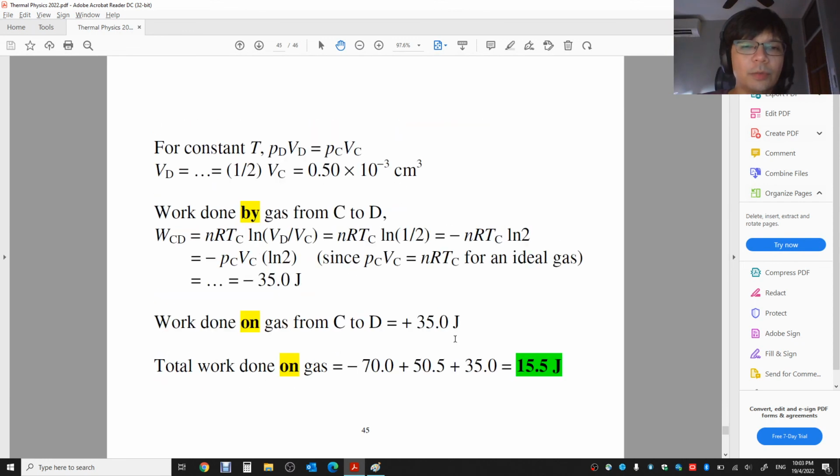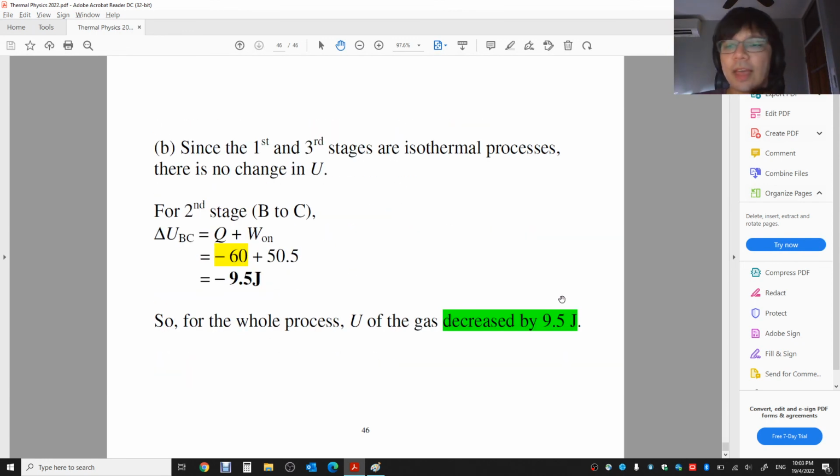Please do take a look at some of these worked examples, and I will proceed on to part 2 of this lecture, which is on entropy.